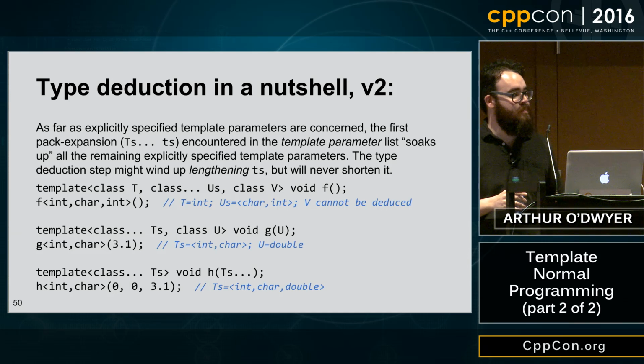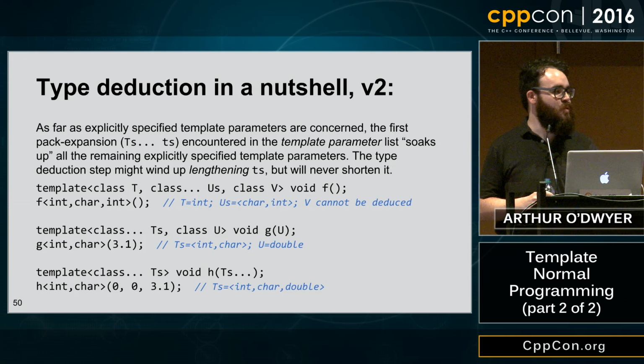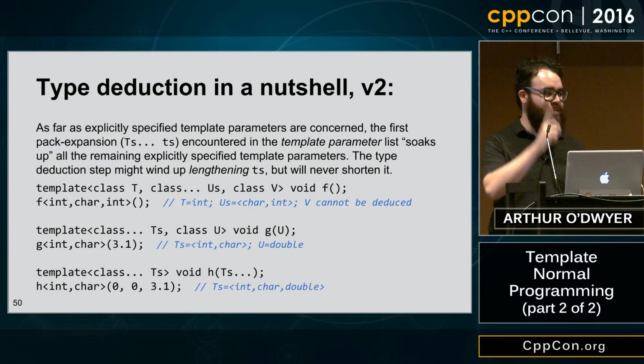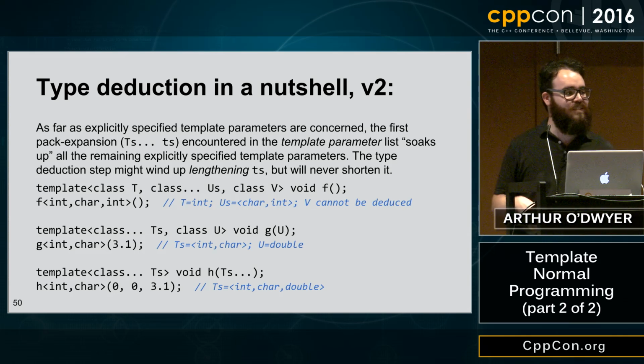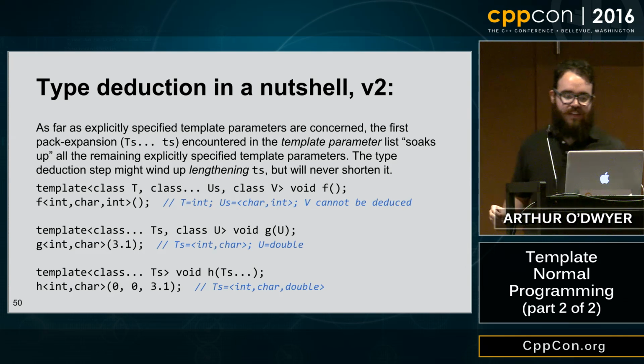The type deduction step might wind up lengthening that first pack, but it will never shorten it, right? Where we said, well, I know that the first element of use is char, and the second element is int, and the third element is double, but I don't care what happens after that. Well, we might go on and say, oh, I can deduce that the fourth one is int, and the fifth one is whatever. So let's look at some of these cases.